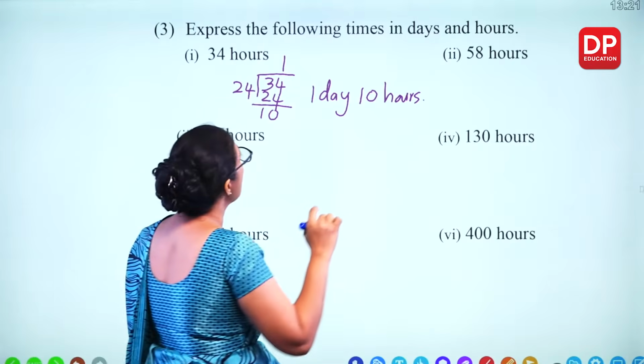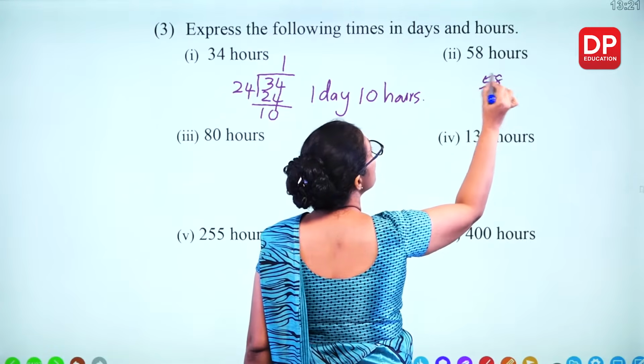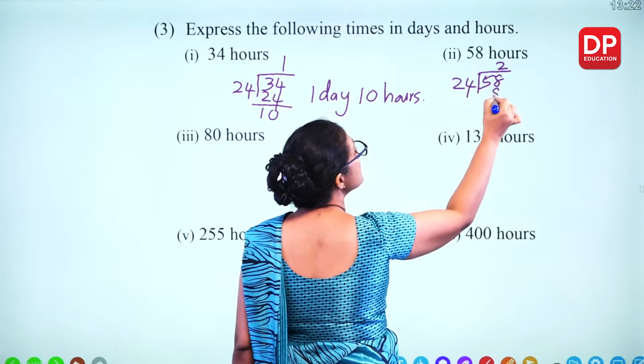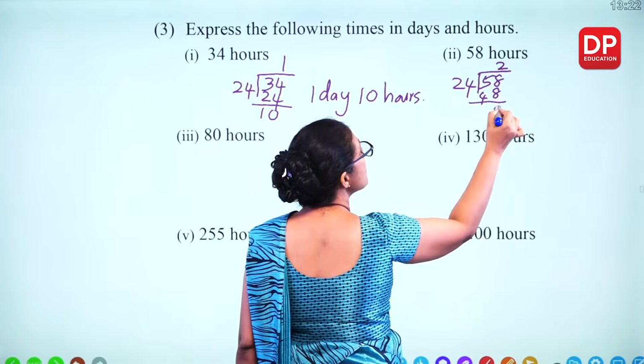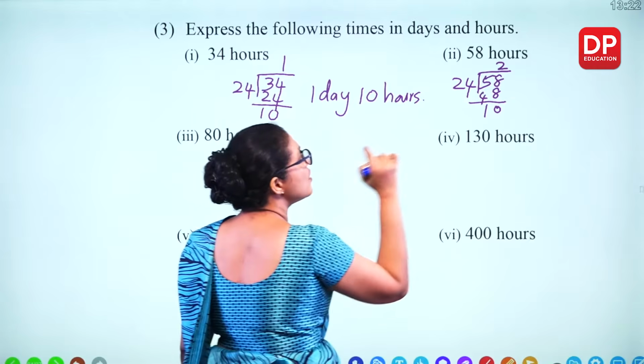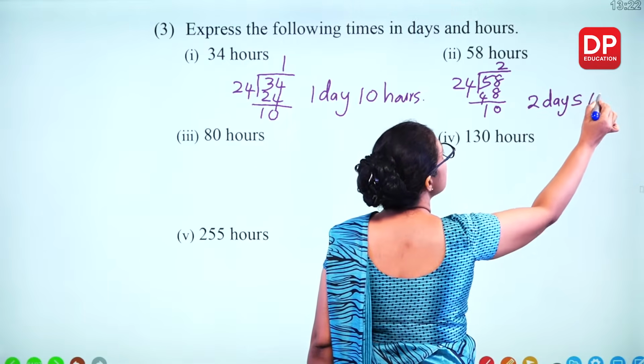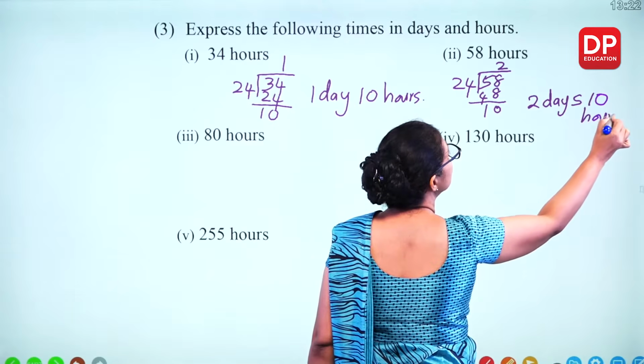58 divided by 24. 2. 2 times this 48. When you subtract, you get 10 here. 2 days and 10 hours.